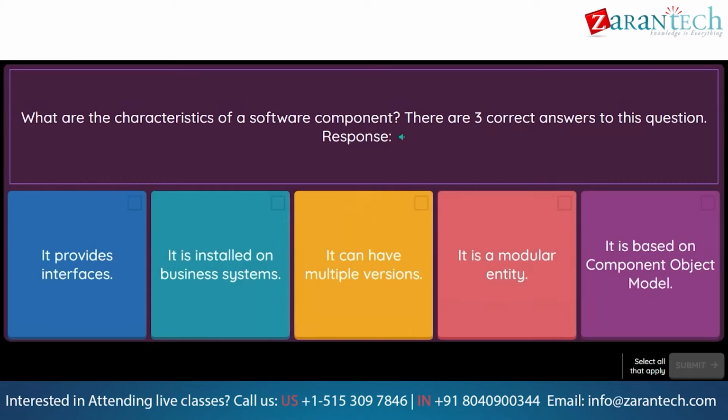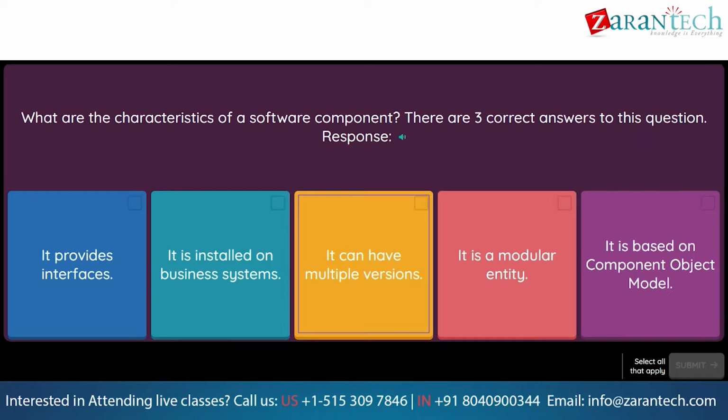Question: what are the characteristics of a software component? There are three correct answers to this question. Response: Option 1 It provides interfaces. Option 2 It is installed on business systems. Option 3 It can have multiple versions. Option 4 It is a modular entity. Option 5 It is based on component object model.